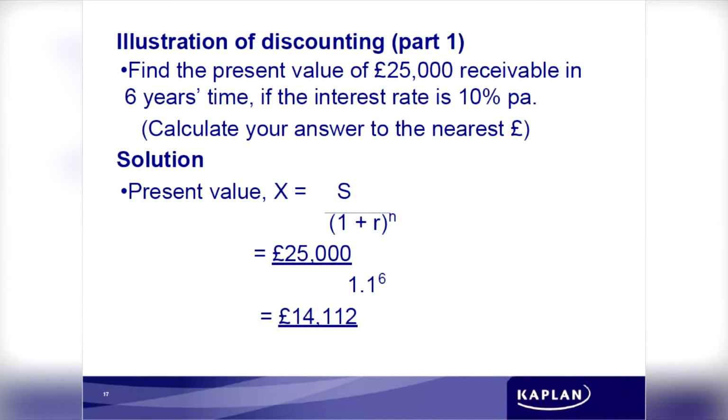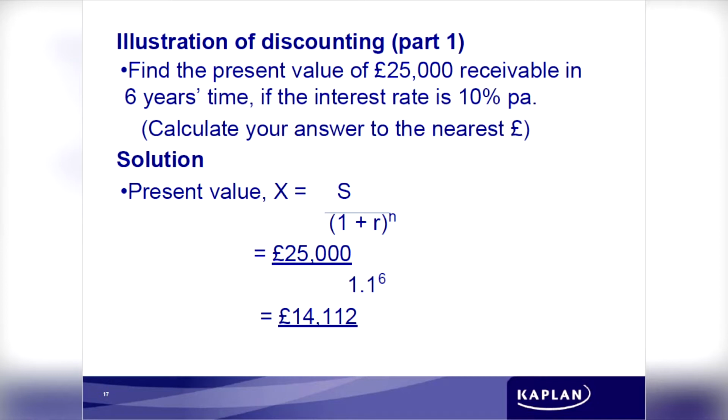We're going to look at an illustration, a very easy one. So it says, find the present value of £25,000 receivable in 6 years' time if the interest rate is 10% per annum. Just that.